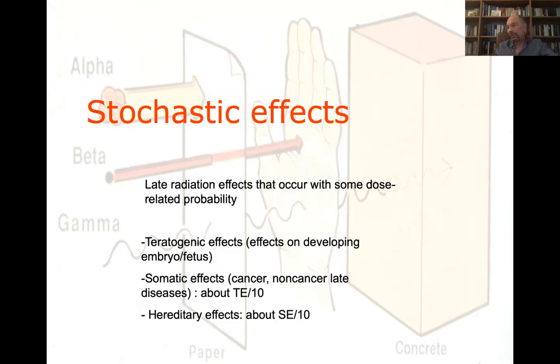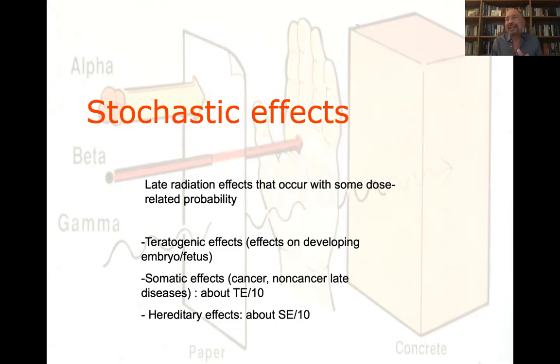Teratogenic, somatic, hereditary effects. However, we will focus on somatic in this lecture because, of course, teratogenic effects are very rare. So you have teratogenic effects only if you irradiate the embryo and fetus, and you generally don't do it by definition.